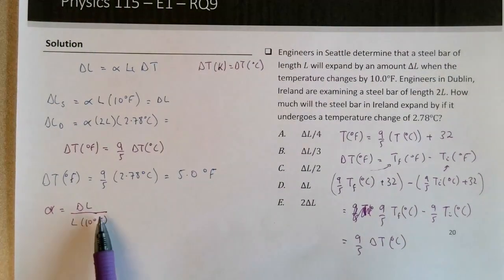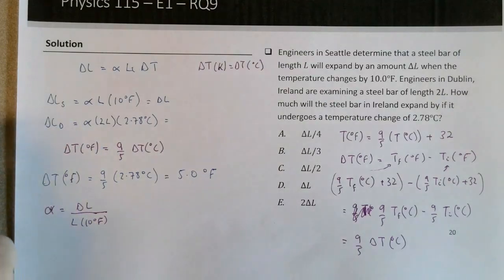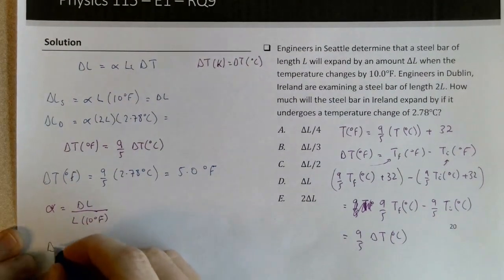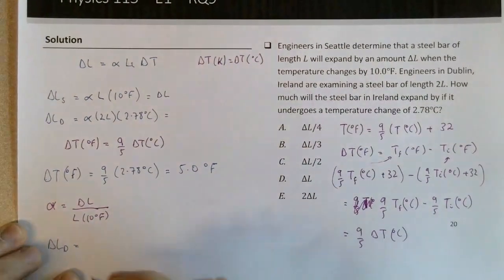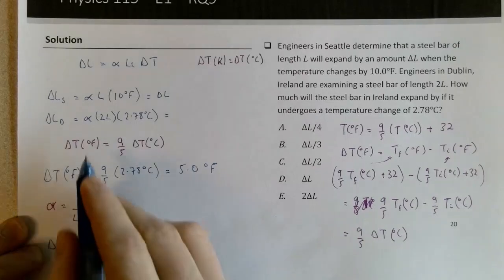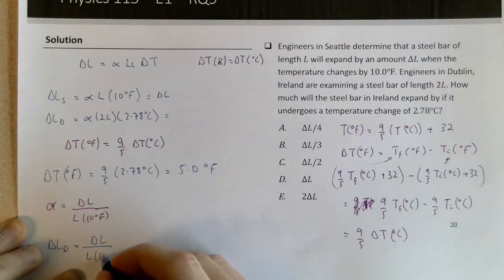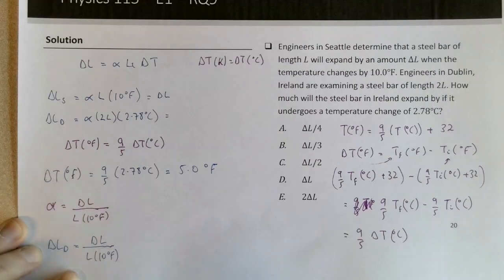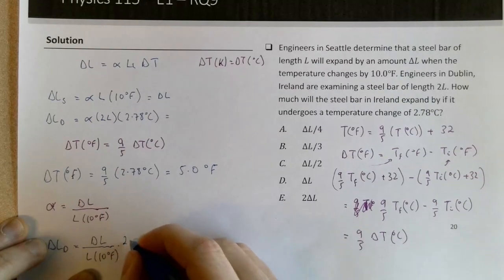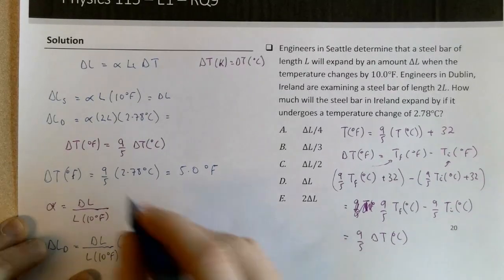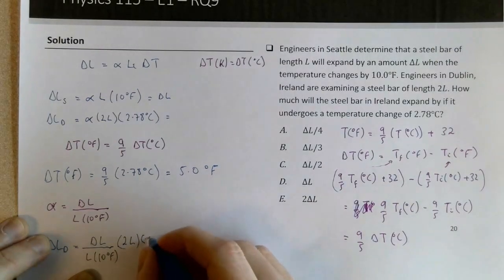And I'm going to substitute that into the equation for the delta L in Dublin. So delta L in Dublin is the alpha. Again, the alpha is common between the two because it refers to steel. Delta L is how it's defined here in the question, over L times 10 degrees Fahrenheit. And I'm multiplying all of that times 2L times the 2.78 degree change we just figured out is 5 degrees Fahrenheit.